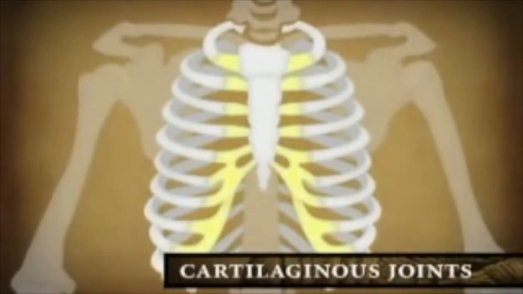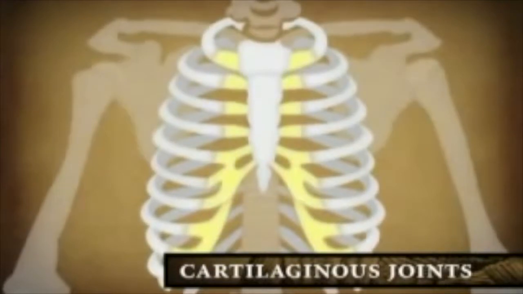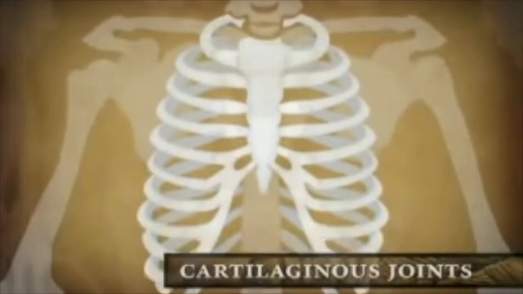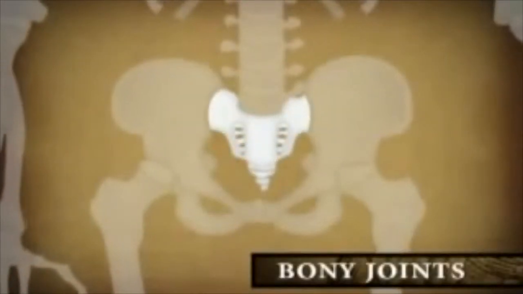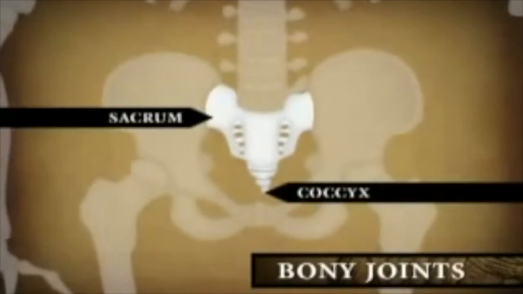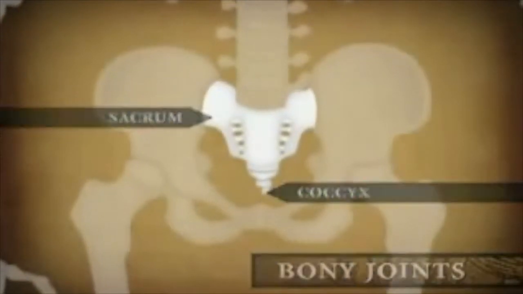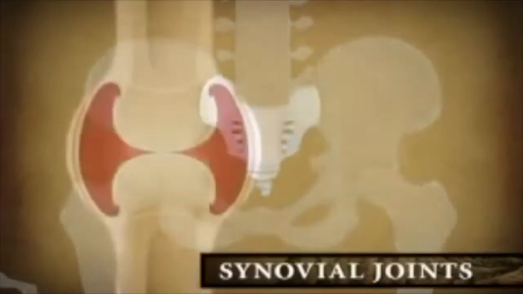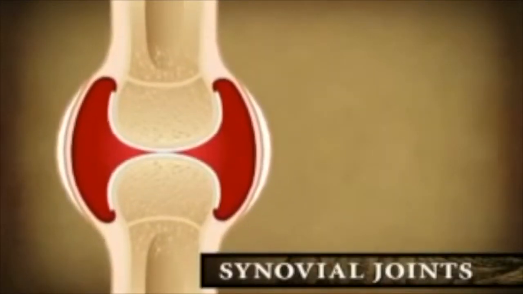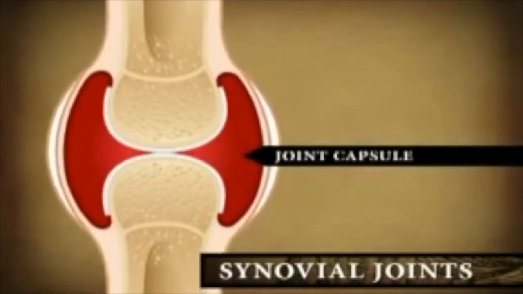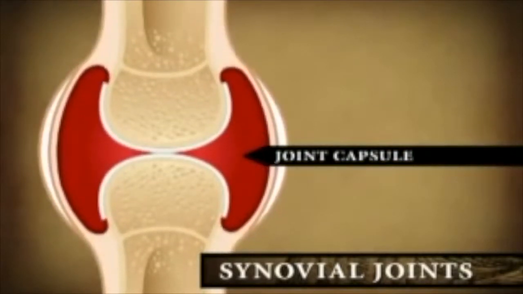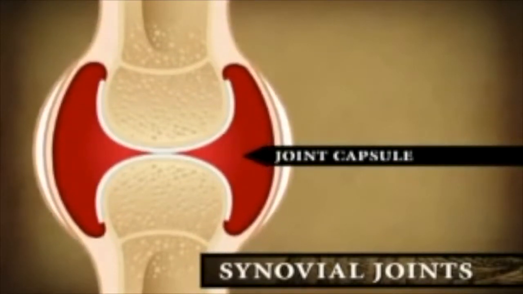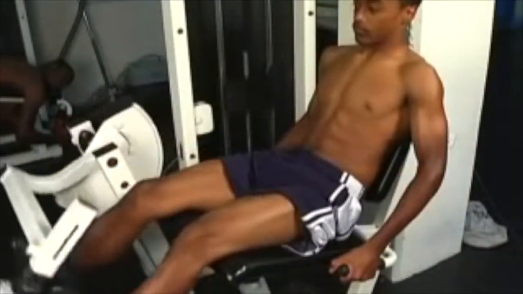Cartilaginous joints join 2 bones together with cartilage, such as the joining of the ribs to the sternum. Bony joints, such as those found in the sacrum and coccyx, occur during the normal aging process, when 2 bones that were previously separate fuse together. In synovial joints, such as the knee, a special fibrous joint capsule provides a sac-like pad surrounding the joint that is filled with fluid. Synovial fluid constantly bathes the joint, reducing friction as the 2 bones move.